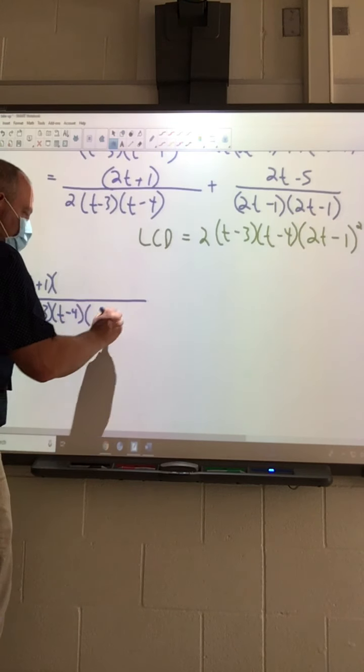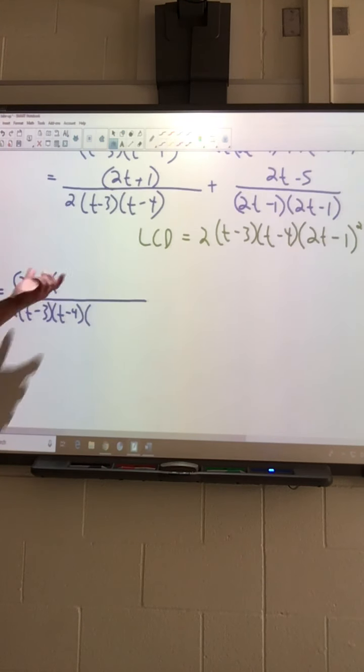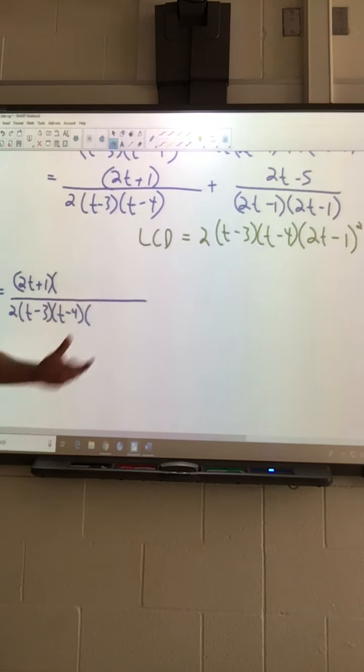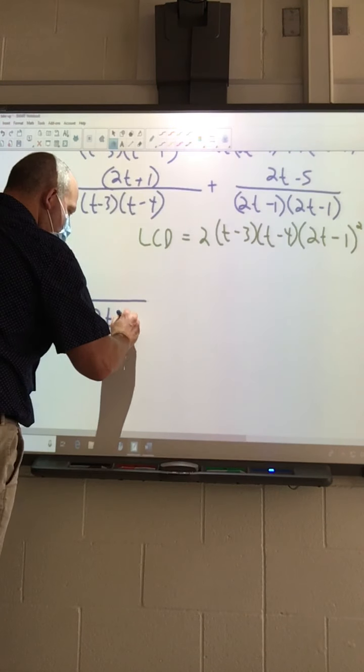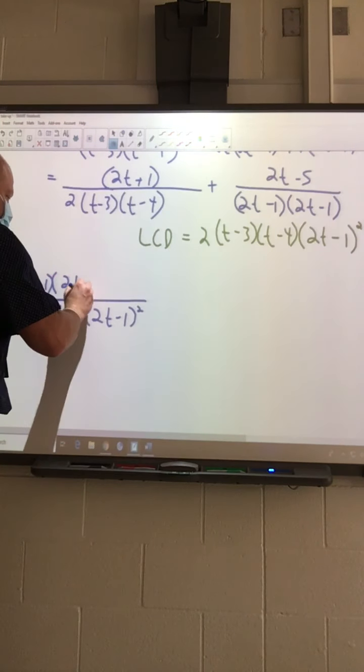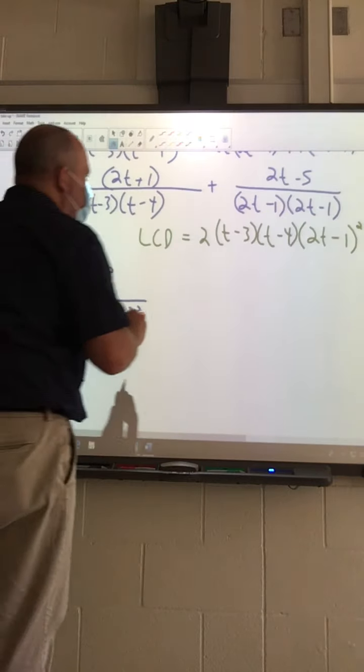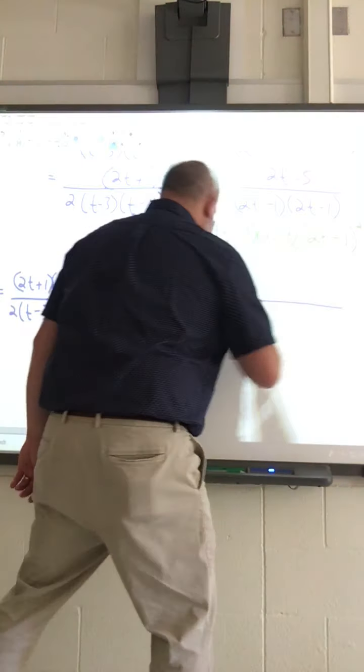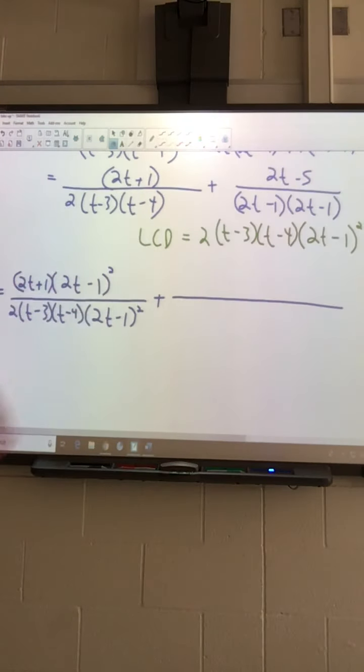So what do we need to have here so that we can multiply top and bottom by that value? We got to make the denominators the same. What am I missing? Olivia? 2t minus 1 squared, right? It's a little mean, but it is what it is. Okay? And so top and bottom by 2t minus 1 squared.